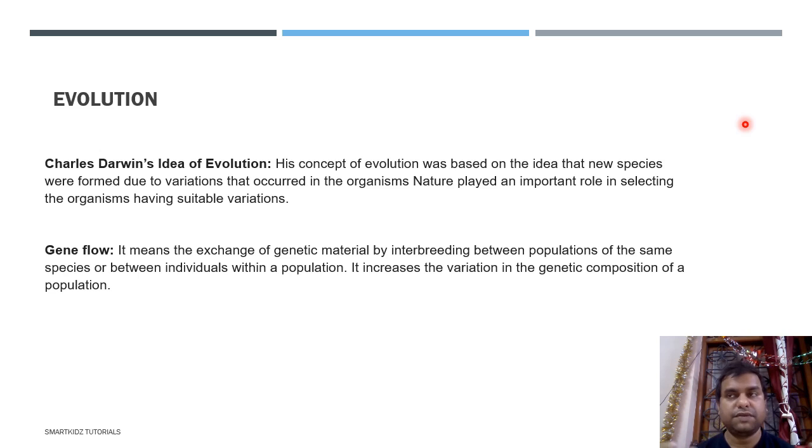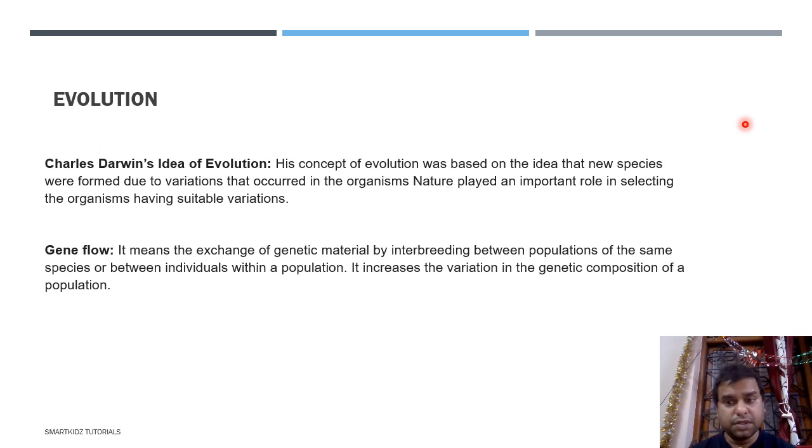So when we speak about gene flow, the term refers to the exchange of genetic material by interbreeding between populations of either the same species or between individuals within a population. Gene flow is like how a river flows. It is the intermixing of the genetic material between individuals in a population, giving rise to more and more variation, and variation ultimately leads to the evolution of a population.